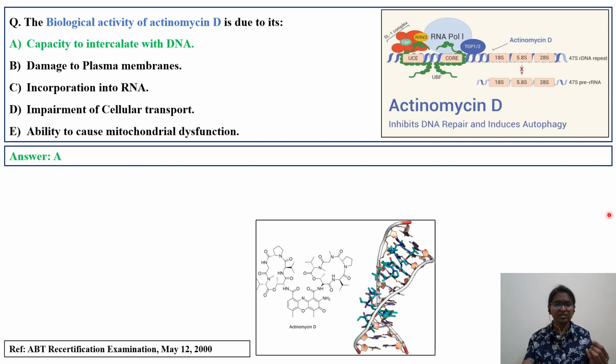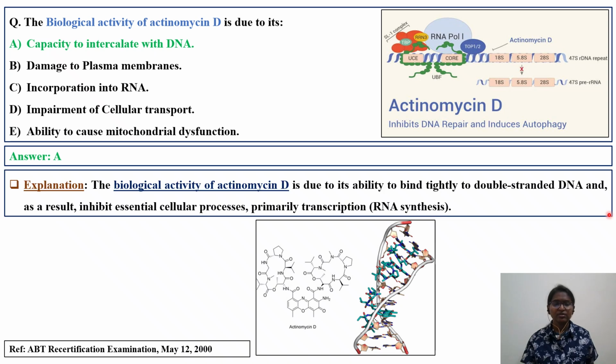Okay. So in this video we'll try to read in detail and understand how this actinomycin D is acting, showing its biological activity. The explanation given is, the biological activity of this actinomycin D is due to its ability to bind tightly to the double stranded DNA. You have double helix DNA to which this actinomycin D will go and bind, and as a result it will inhibit essential cellular processes. What are those? Primarily transcription, that is RNA synthesis.